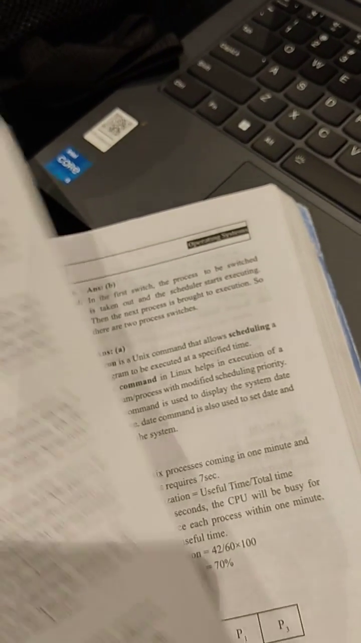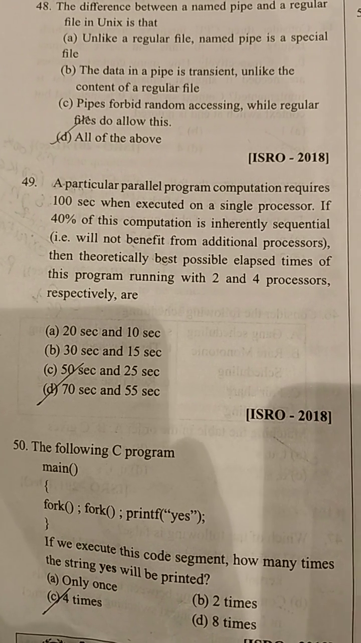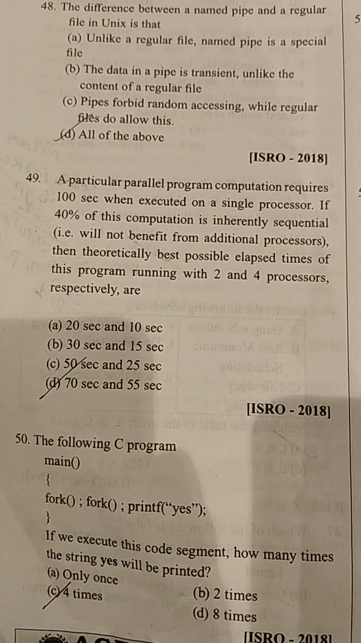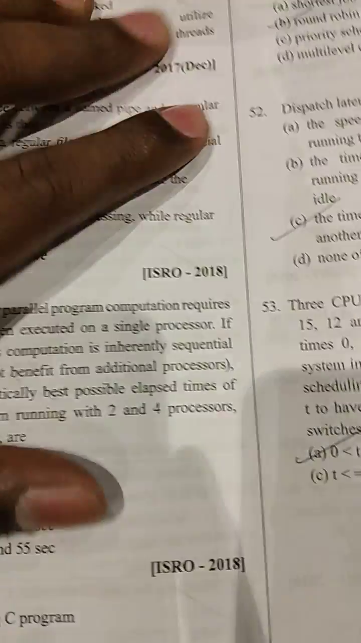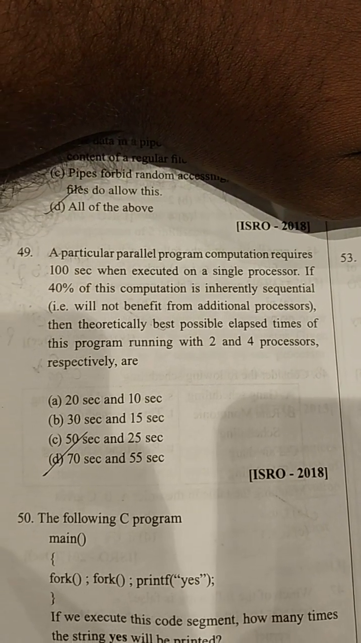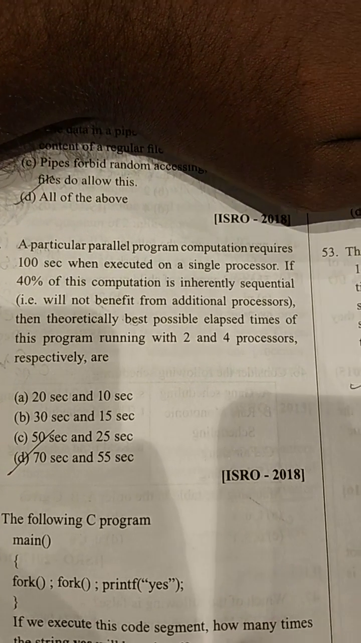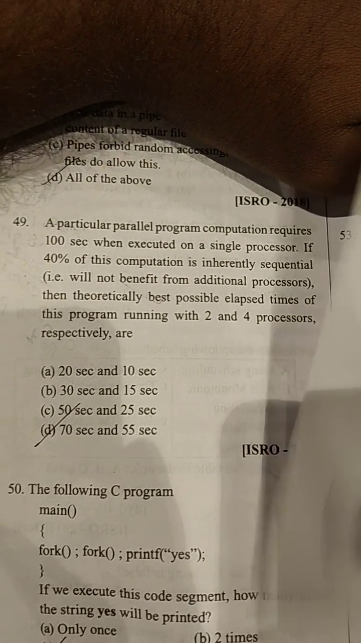49. A particular parallel program computation requires 100 seconds when executed on a single processor. If 40% of this computation is inherently sequential, that will not benefit from the additional processors, then the theoretically best possible elapsed times of this program running with 2 or 4 processors respectively are 70 seconds and 55 seconds.